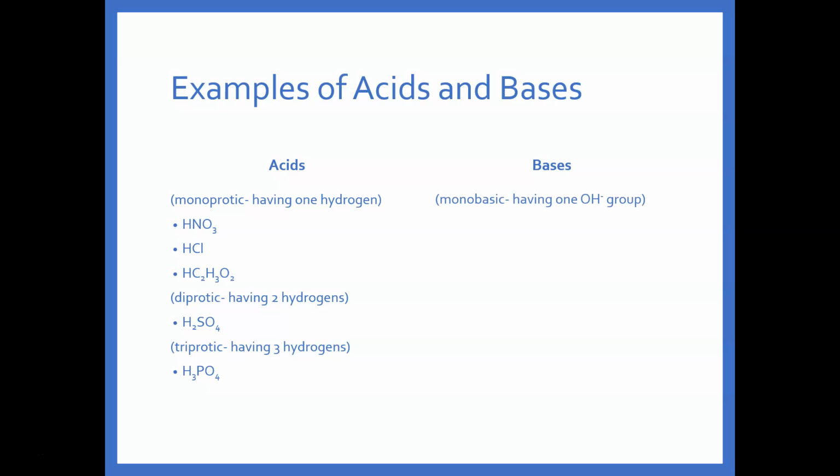Bases fall under similar categories, where bases can be monobasic, meaning they have one hydroxide group, such as lithium hydroxide or sodium hydroxide or potassium hydroxide. They just have that one hydroxide. Ammonium hydroxide is another great example. Bases can also be dibasic, having two hydroxide groups, such as magnesium hydroxide, calcium hydroxide.